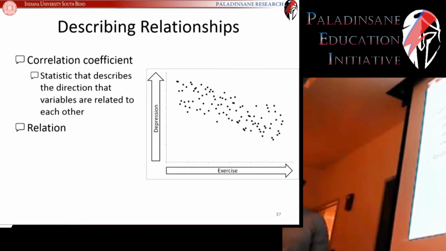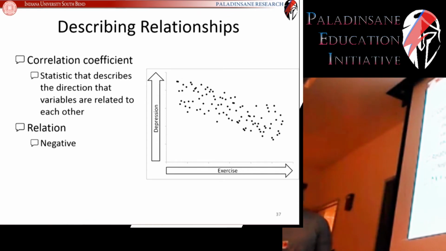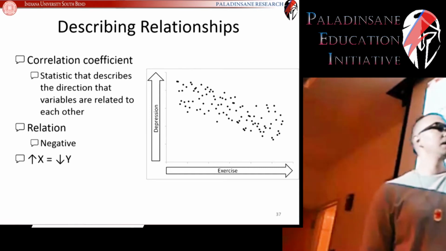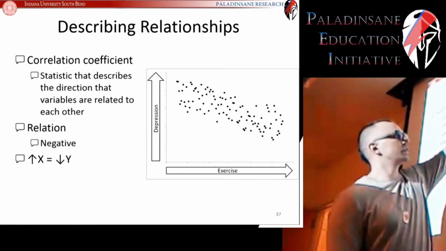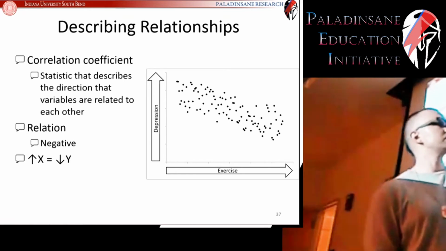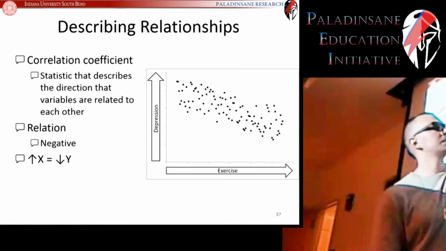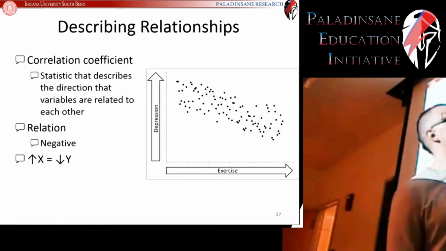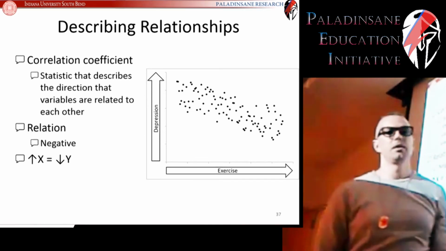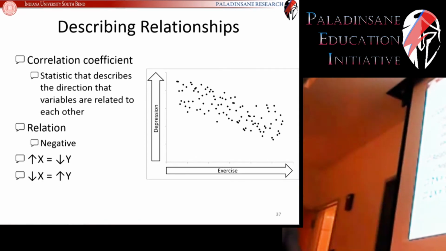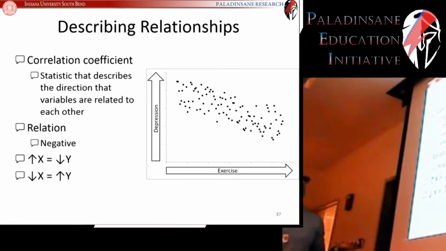Negative relation is the opposite. In this case, the two variables go in opposite directions. As exercise increases, depression decreases. As depression increases, exercise decreases, right? If you're going to stay on this cloud of points, as one goes up, the other one has to go down to stay in those clouds of points. So we've seen that before, negative and positive relations.